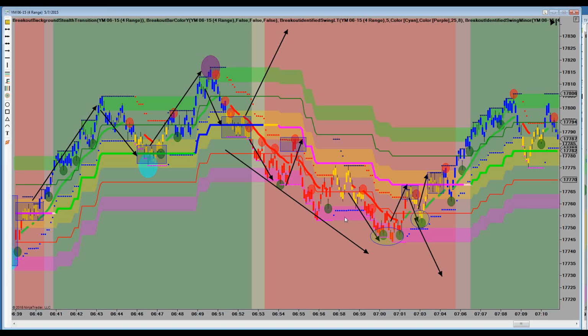Kathy, the blue dots, these dots here are called trailing stop dots. And they're generally going to be in an uptrend below the market. You can use them as a trailing stop.